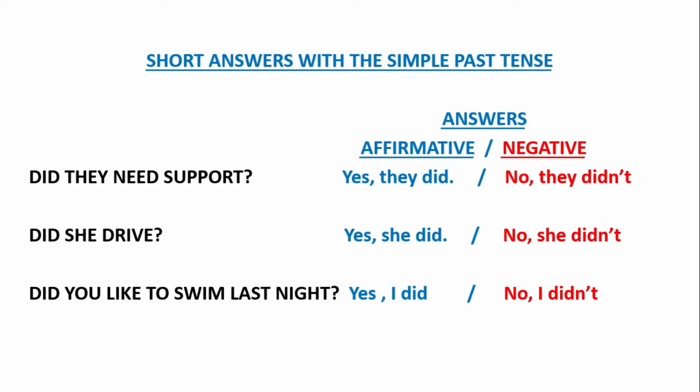And if I ask you, did you like to swim last night? You can answer me, yes, I did, or no, I didn't. This is the way that you need to answer in a short way if someone asks you these kinds of questions in past tense. Remember, if someone asks you a question in past tense, in this case, you have to answer in the same tense.